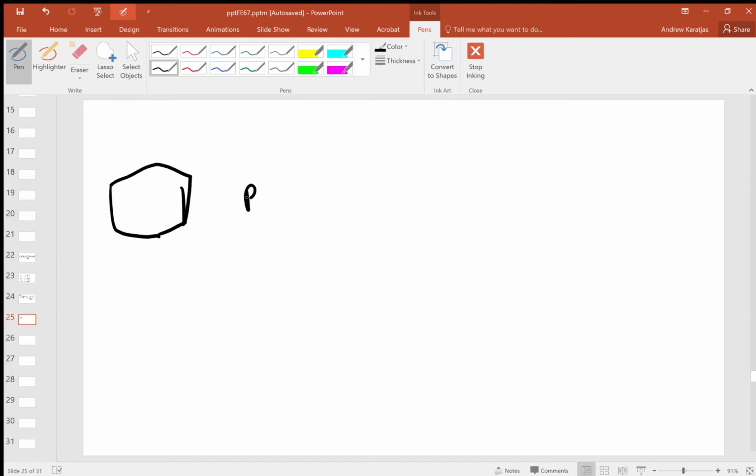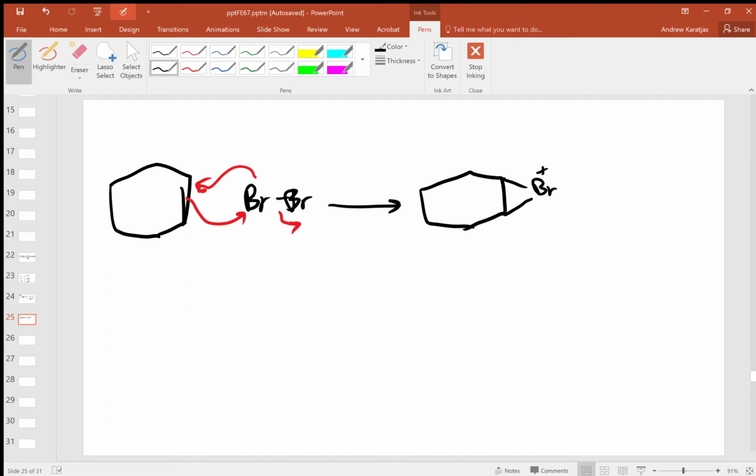So the mechanism for this reaction is that the alkene attacks one of the bromines, which in turn attacks back to the alkene and kicks out the other halogen. So what we form is a three-membered ring known as a bromonium ion, along with a bromide ion. It's at this point that we can see where we get the anti-addition from.